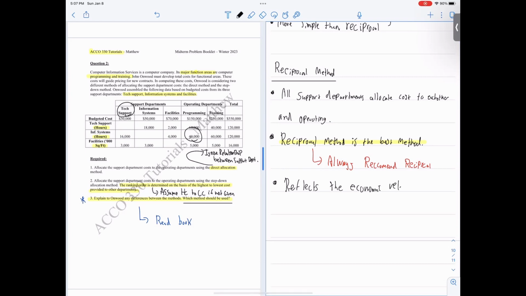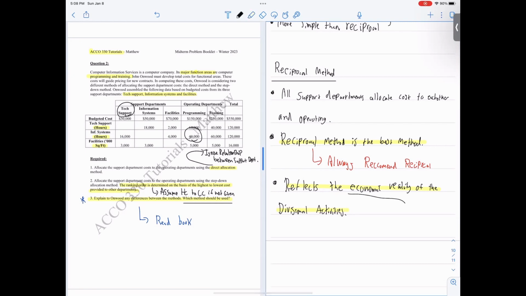Okay? Reality of the divisional activities. Okay? Reflects the economic reality of the divisional activities, right? So whatever the division actually did, the amount they use is the amount they should be billed for.